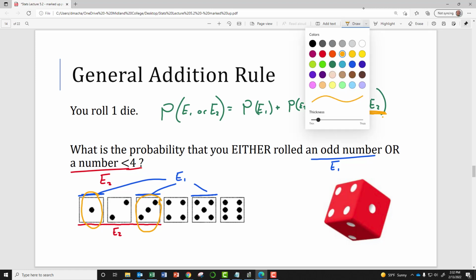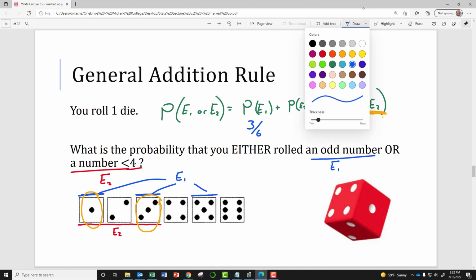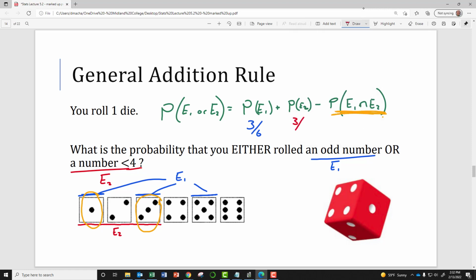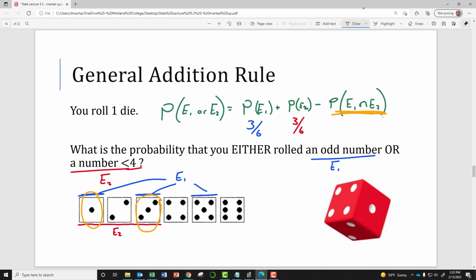And so here, probability of E1 is 3 out of 6. The probability of E2 occurring is also 3 out of 6. But the intersection here is going to be 2 out of 6. So actually doing this calculation, 3 out of 6 plus 3 out of 6 minus 2 out of 6 is going to be 4 out of 6. And this is the correct probability here for this OR type of question.